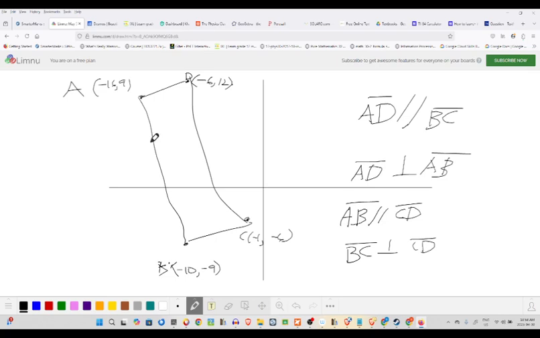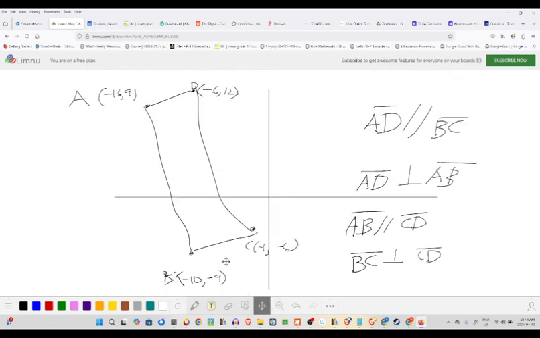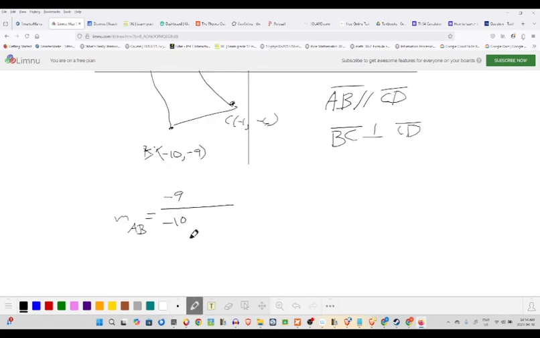So the slope of AB. B is at negative 10 for x and negative 9 for y. A is negative 16 and a positive 9. That gives us a negative 18 over 6. So the slope of AB is negative 3.